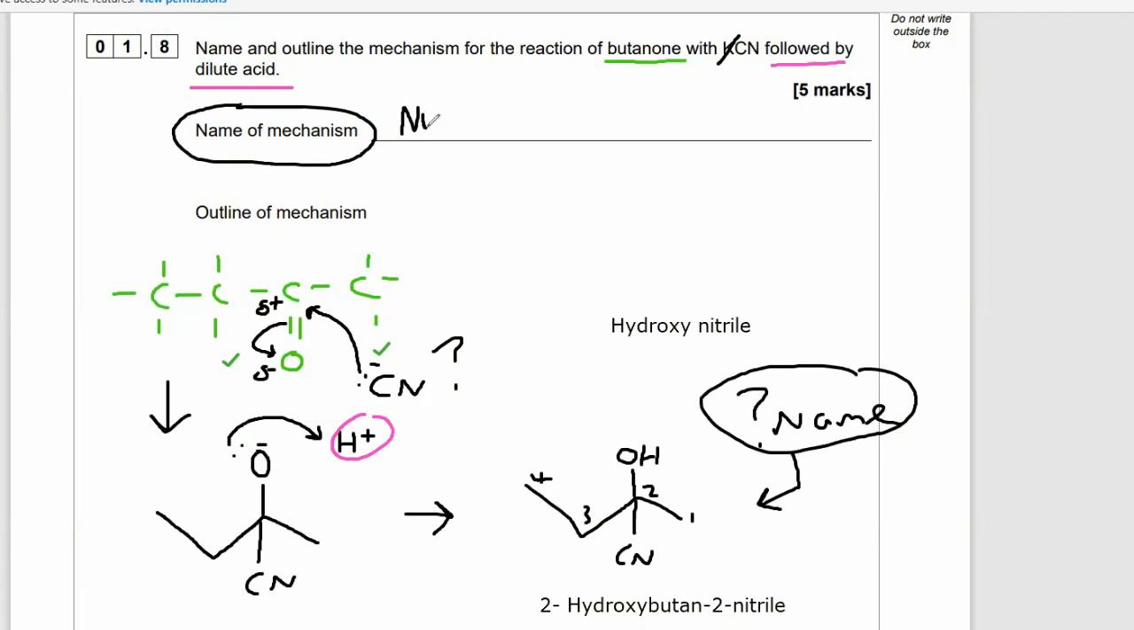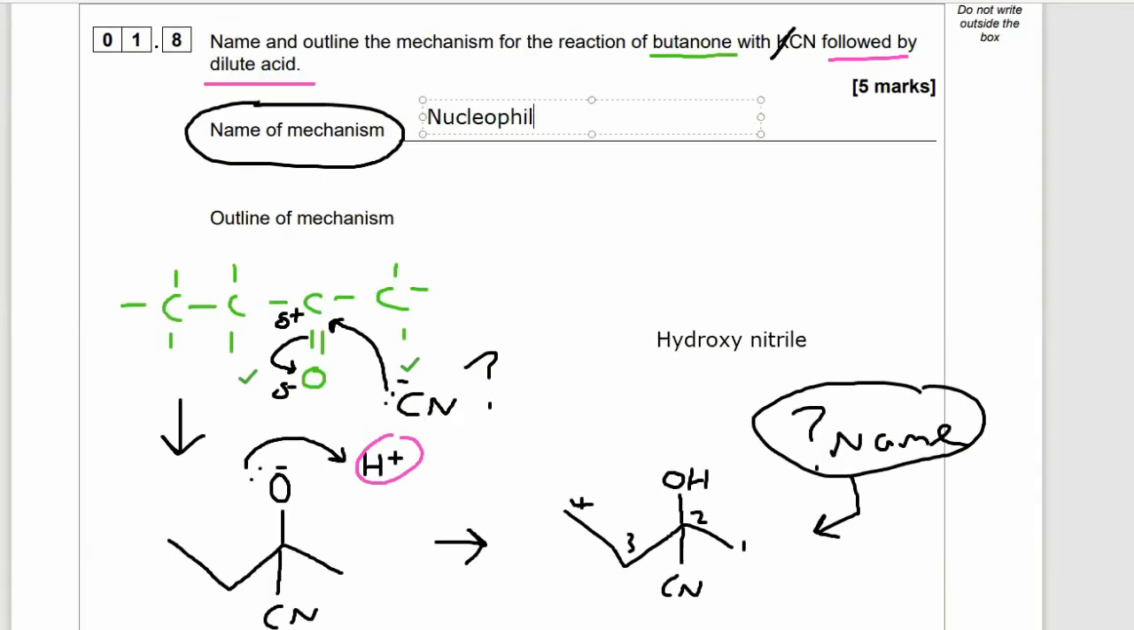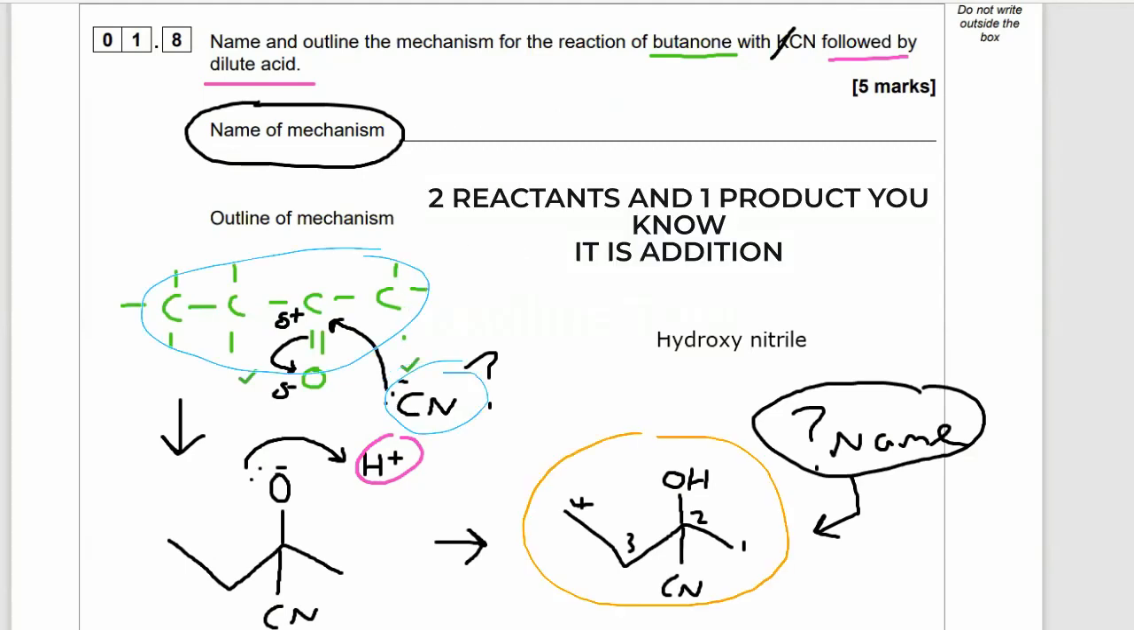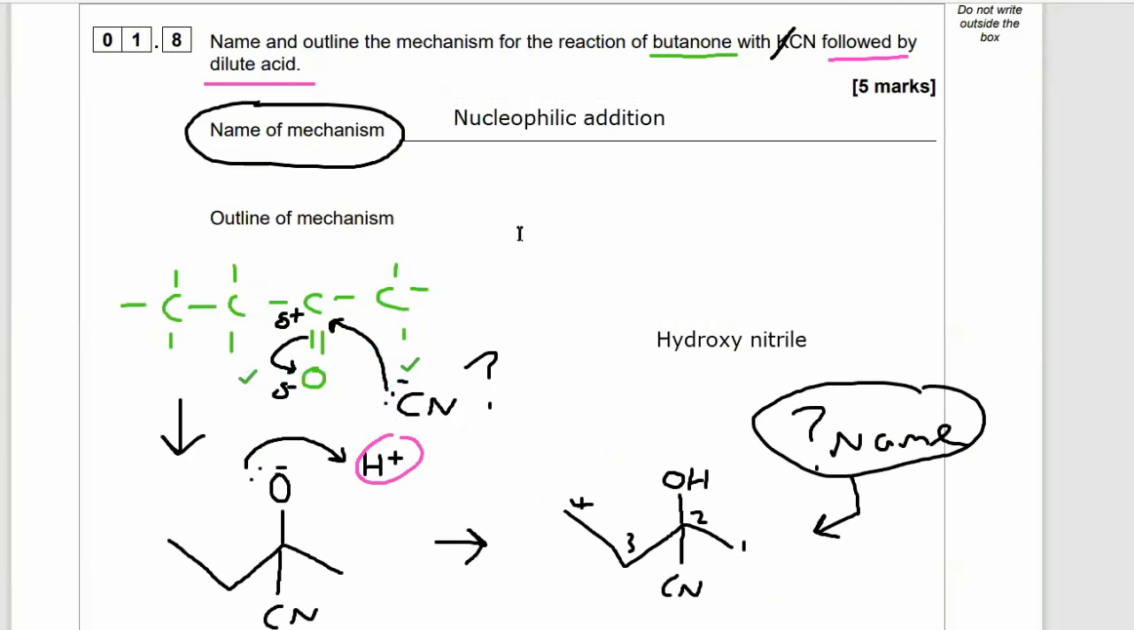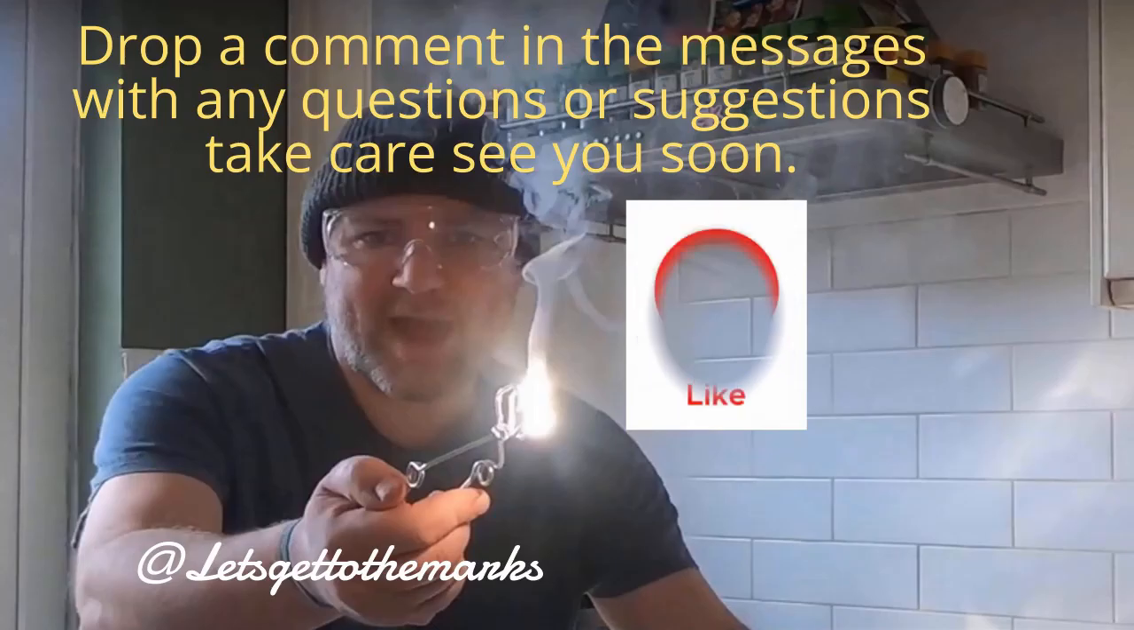Now, what's the name of the mechanism? Well, it's going to be nucleophilic because the nitrile group with the lone pair is a nucleophile. It's attracted to positive things because of its lone pair. And it's going to be nucleophilic addition. How do we know it's addition? We know it's addition because there are 2 reactants, which I'll circle here in blue, and 1 product, which I've circled in orange. So when you have 2 reactants and 1 product, you know it's addition. And nucleophilic because of the nitrile.